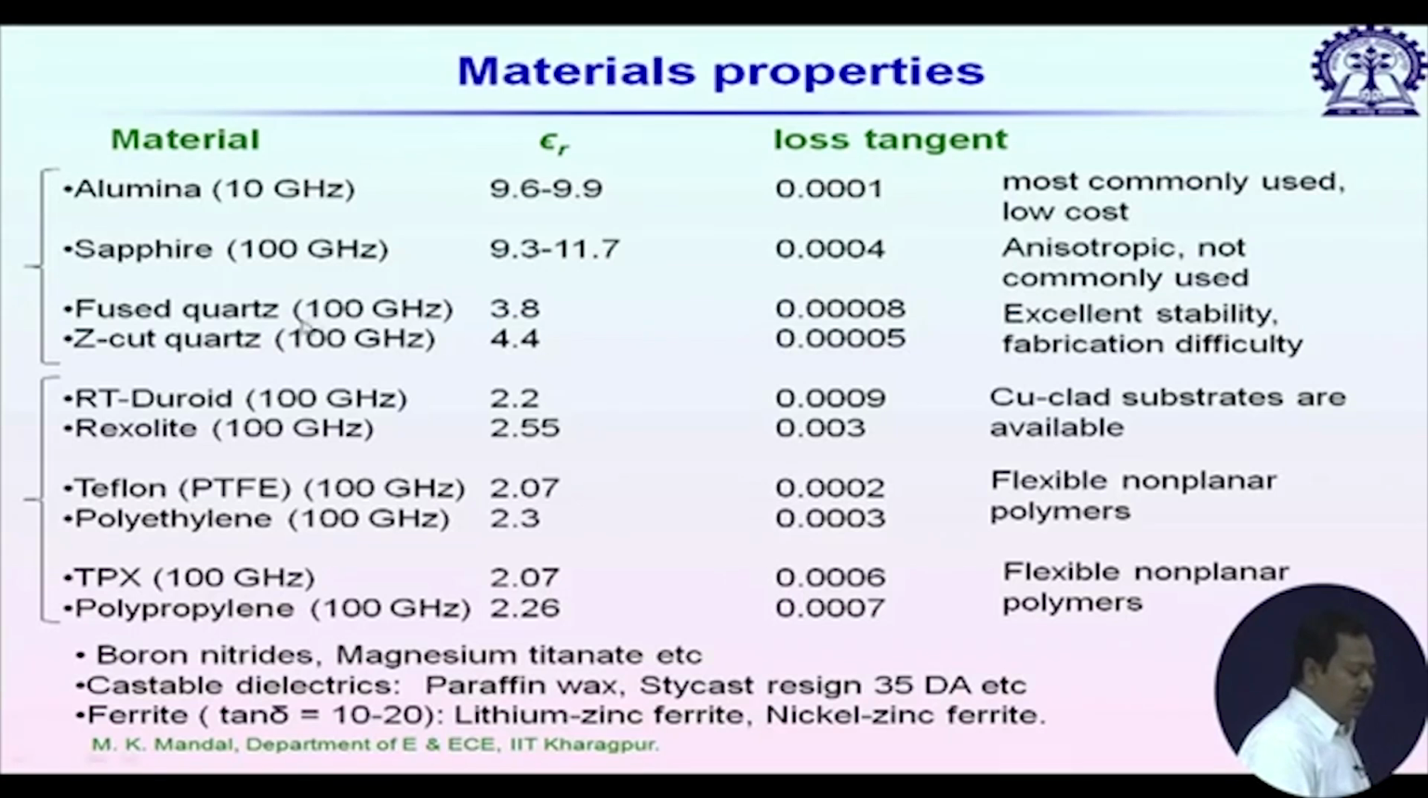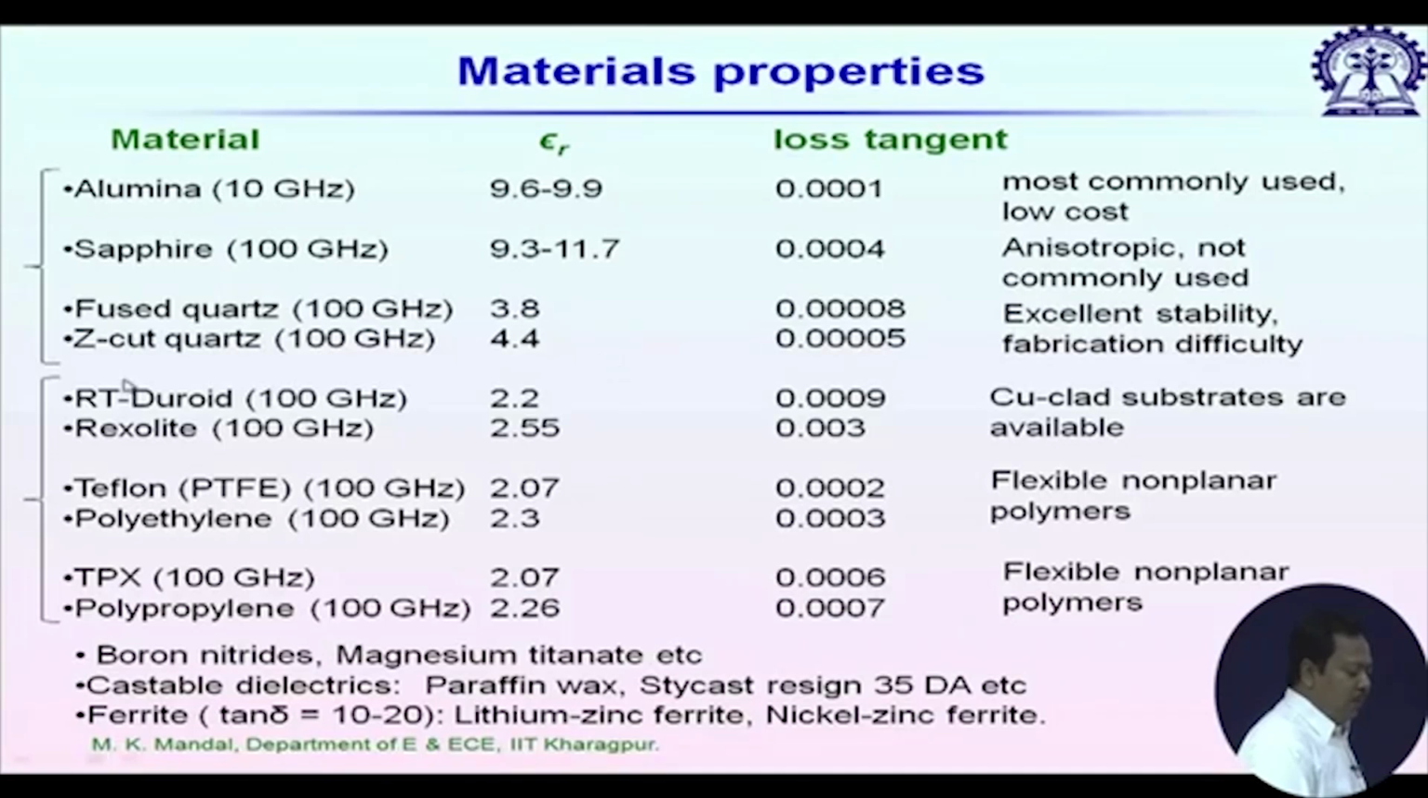Then the fused quartz. So, its main advantage is its excellent stability. So, quartz with different cut, it is called jet cut quartz. So, for this one epsilon r is 4.4, and look at their loss tangent values, it is very small. In fact, in this chart, this quartz material, they provide lowest loss.